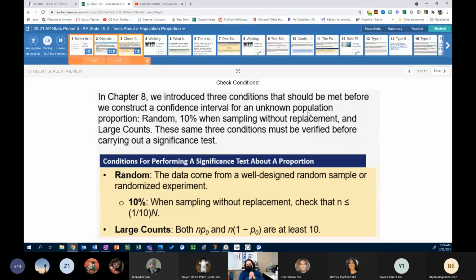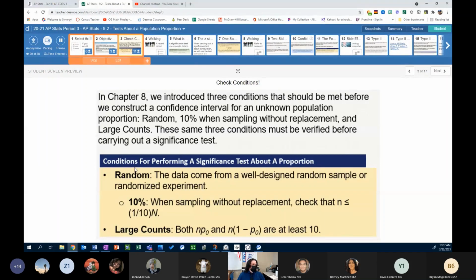So first, just like in chapter 8, we introduced 3 conditions that should be met before we construct a confidence interval for an unknown population proportion: random, 10% when sampling without replacement, and large counts. These same 3 conditions must be verified before carrying out a significance test.